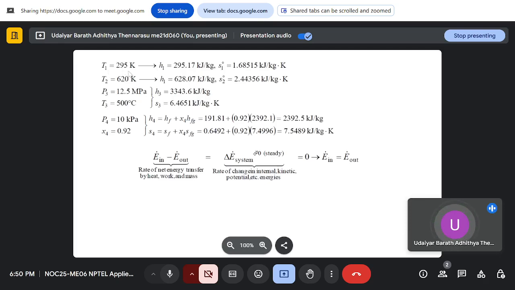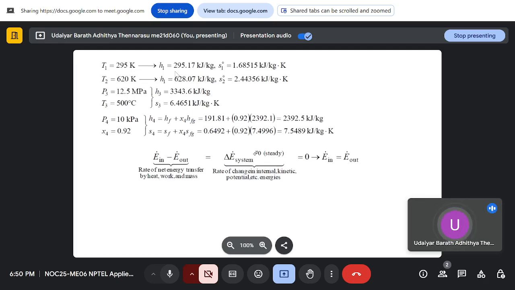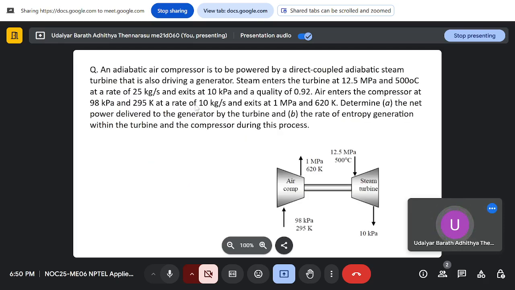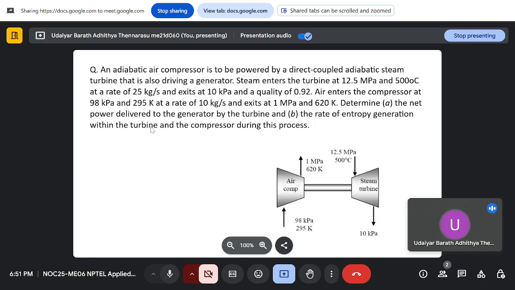T1 is 295 Kelvin and the pressure is 98 kilopascal. Correspondingly, for air the enthalpy is 295.17 kilojoule per kg and the entropy is 1.68515 kilojoule per kg Kelvin. For the temperature at state 2, 620 Kelvin, the enthalpy is 628.07 kilojoule per kg and the entropy is 2.44356 kilojoule per kg Kelvin. And the property is also given to make it easier.